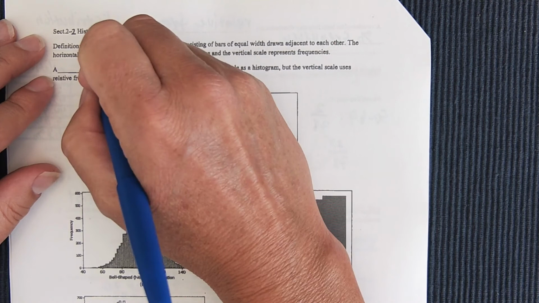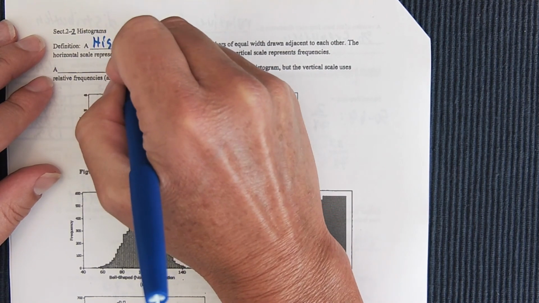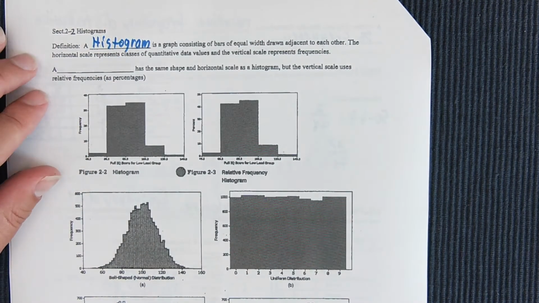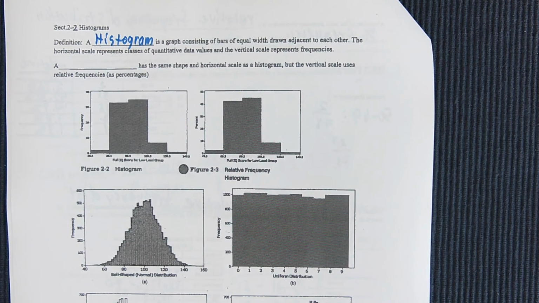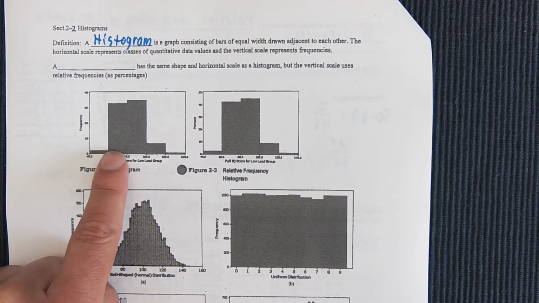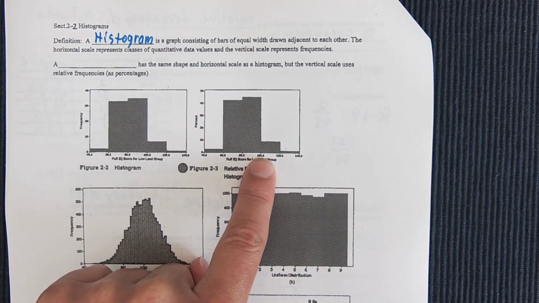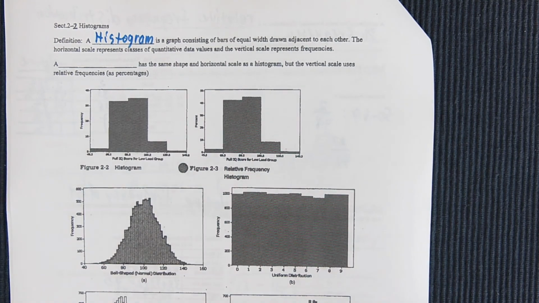This is called a histogram. A histogram is a graph consisting of bars of equal width drawn adjacent to each other. The horizontal scale represents classes of quantitative data values, and the vertical scale represents the frequencies. Now, if you recall in the previous video, we talked about the class boundaries where we had to go up and down a 0.5. Well, the reason for that is our bars all need to touch each other to be a true histogram as we're looking at that.